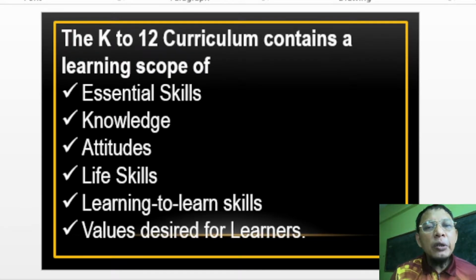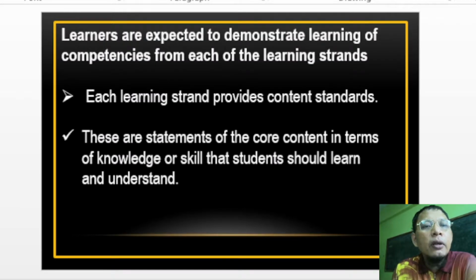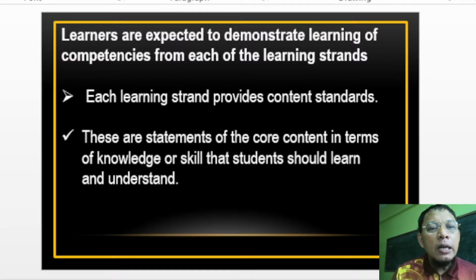The K-12 curriculum contains a learning scope of essential skills, knowledge, attitudes, life skills, learning to learn skills, and values desired for learners. Learners are expected to demonstrate learning competencies from each of the learning strands. So every strand has learning competencies. Each learning strand provides content standard. Okay, so may content standard. These are statements of the core content in terms of knowledge and skills the student should learn and understand.